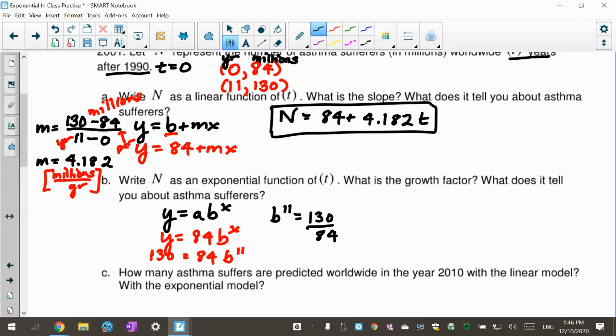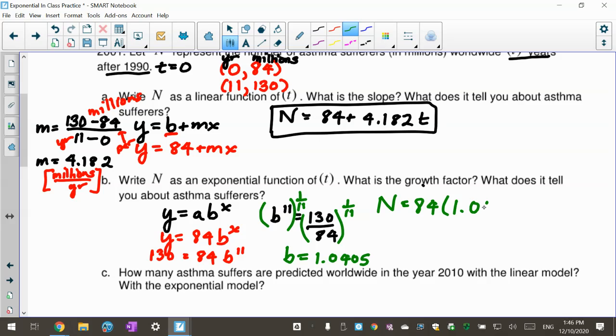And then I don't care about b to the 11th. I want b to the 1st. So I'm going to raise each side to the 1/11th using my power to the power. So now I have b to the 1st. When I do that, I get b to come out to be 1.0405. Now, I feel really good about that because I knew that my b had to be over 1 because it was growing. So this formula is 84 times 1.0405 to the t.